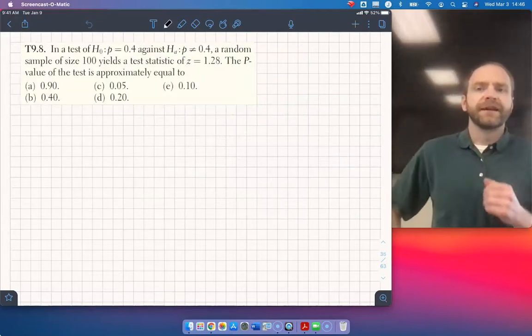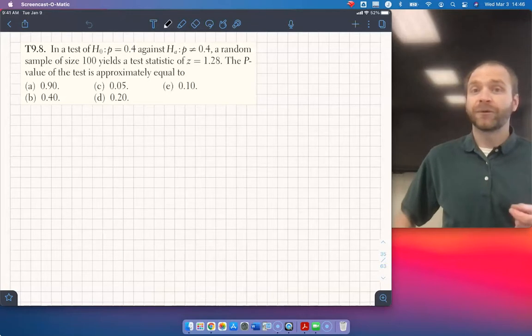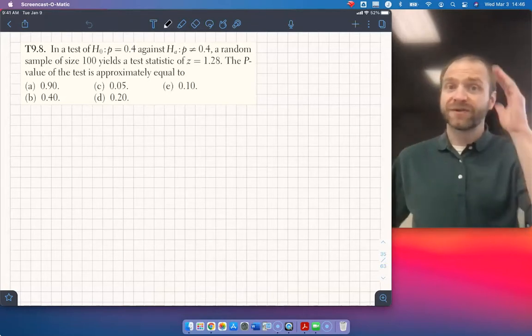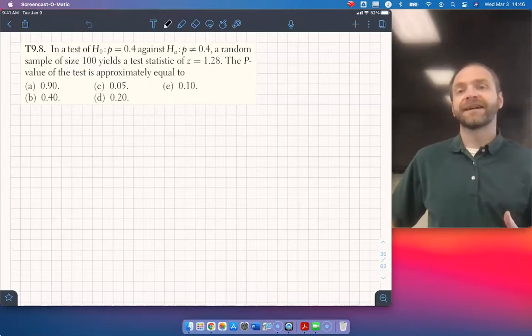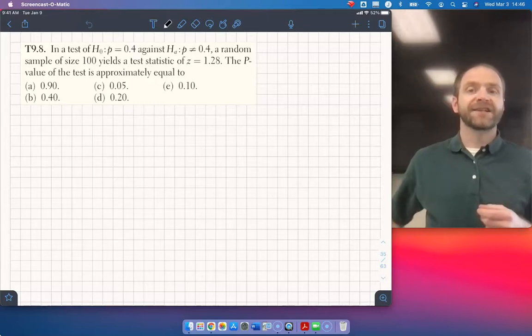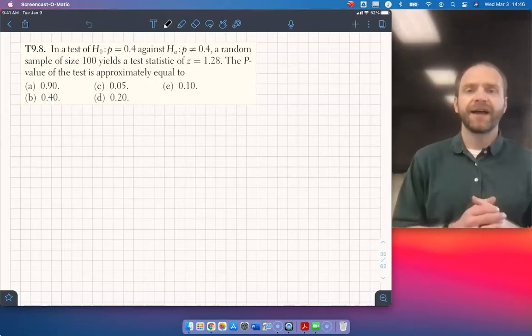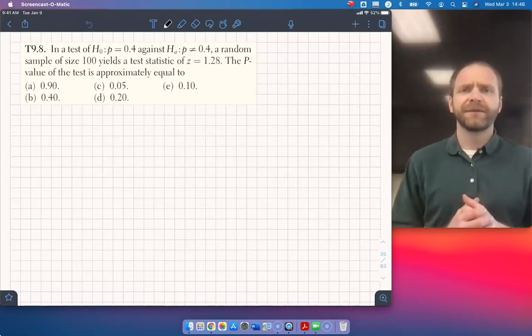So number 8, in a test of the null p equals 0.4 and the alternative p does not equal 0.4, again, something's telling me that's a two-sided test. I need to keep that in mind. A random sample of size 100 yields a test statistic of 1.28. The p-value of the test is approximately equal to, oh, that doesn't sound too bad. I have a test statistic and I need the p-value. Awesome. This is going to be a pretty simple problem.